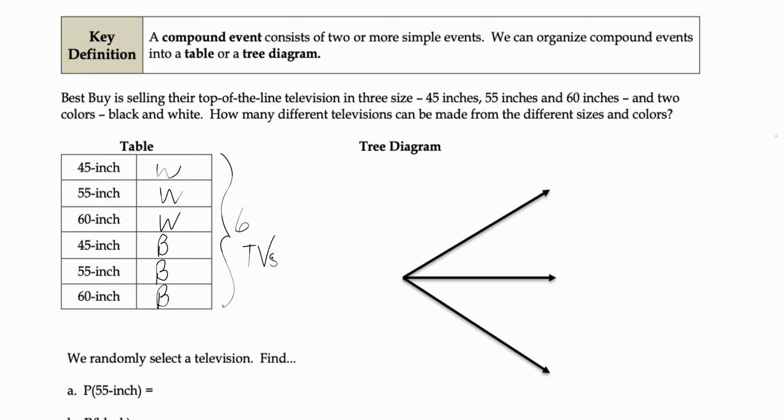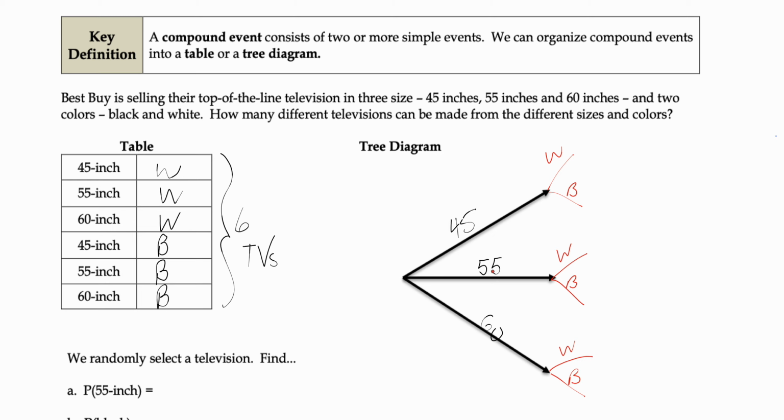A tree diagram can serve the same purpose. You might imagine why there's 3 branches there to begin with. Those 3 branches are going to represent the 3 different sizes of television. And then off of those 3 branches, we're going to draw 2 more branches from each. It's those 2 branches which are going to represent the colors of each size. So white and black, white and black, and white and black.